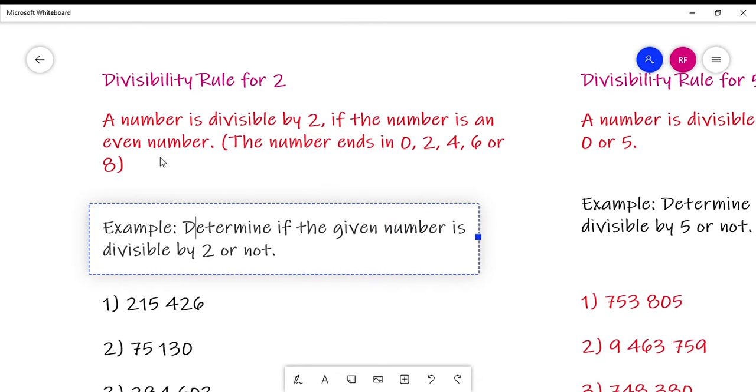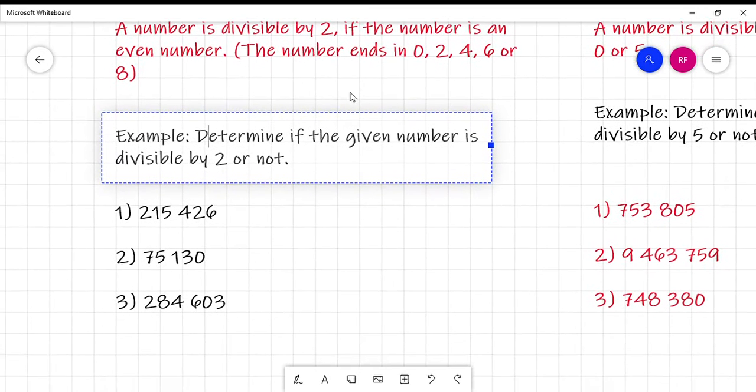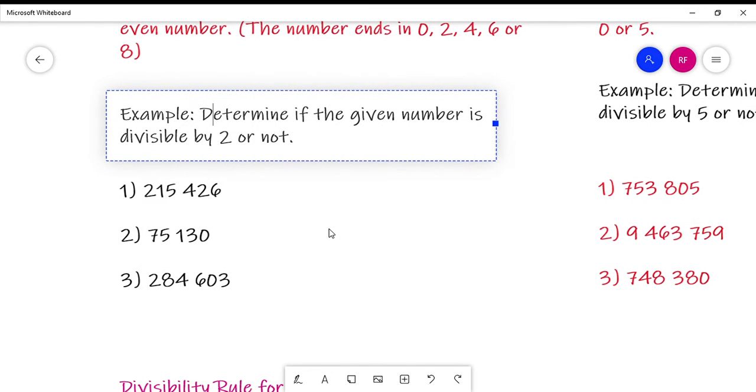As you can see here, a number is divisible by 2 if the number is an even number. So remember, a number is an even number if the ones digit of that number is 0, 2, 4, 6, or 8. So let us have an example here.